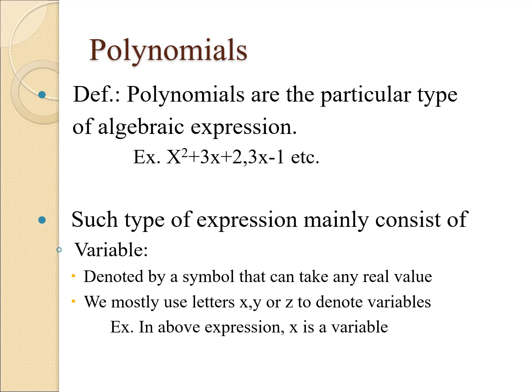So polynomials, how can a polynomial be defined? Polynomials are a particular type of algebraic expression. The definition is given here. I guess everyone is aware of what an algebraic expression is. So what is an algebraic expression? One example is mentioned below: x square plus 3x plus 2, or 3x minus 1. These two examples are mentioned here. So this is called an algebraic expression.